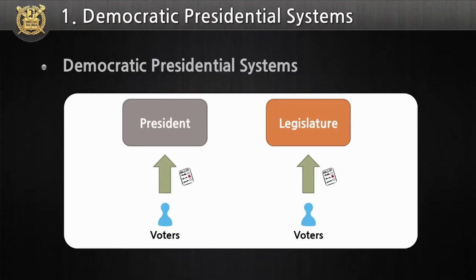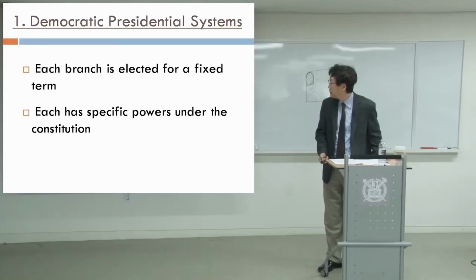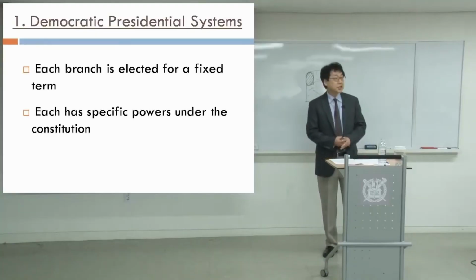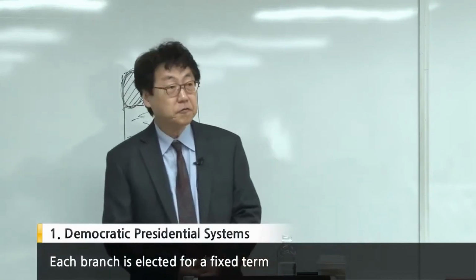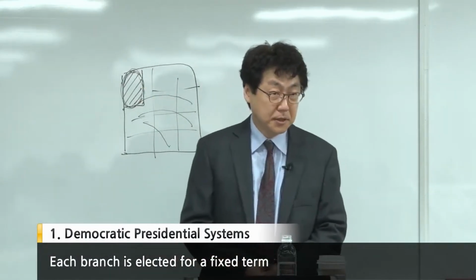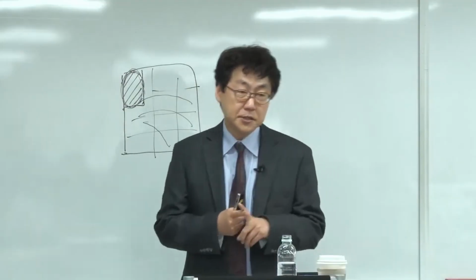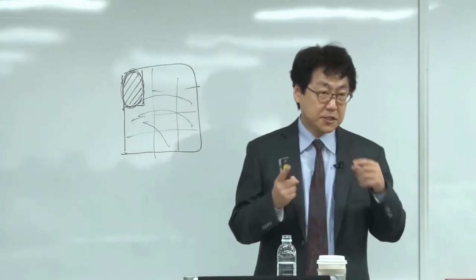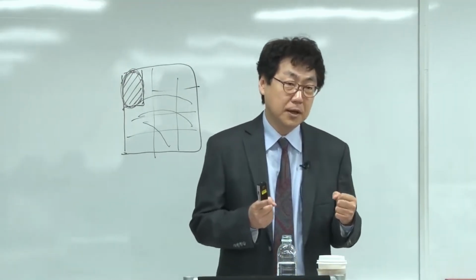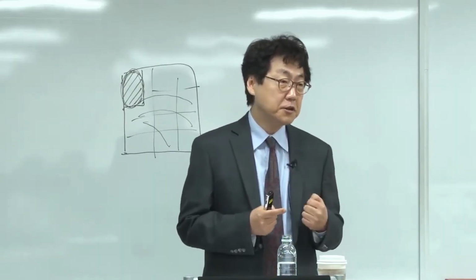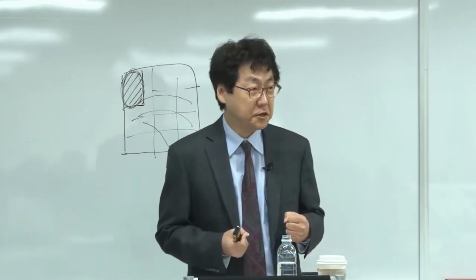Which conveys exactly the same information. People elect the legislature, people elect the president. And each branch is elected for a fixed term. So the number of years that you serve is fixed. So in the US, presidents serve 4 years. Congresspersons serve 2 years. Senators serve 6 years.